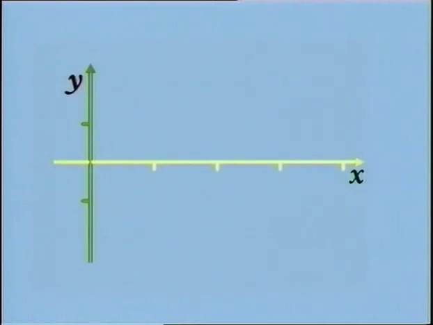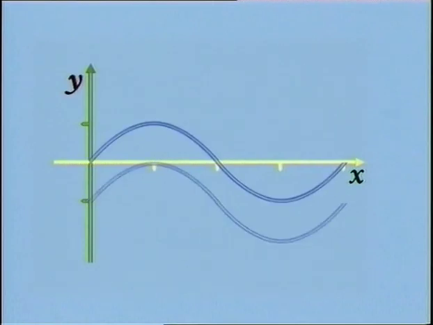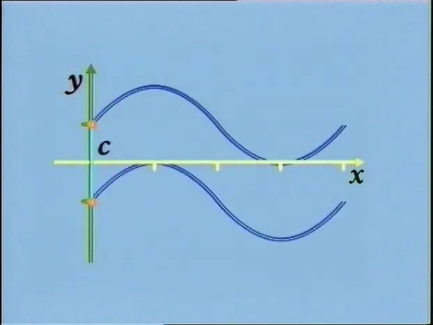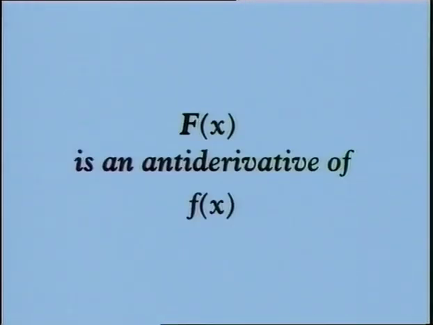Let's now turn our attention to the fact that all of the curves we've sketched can be obtained by a vertical translation of any one of them. Then we can say that if two of these antiderivative graphs differ by an amount c at the starting point, then that difference is the same at any other value of x. So, if big F of x is one antiderivative of little f of x, and c is any constant, then big F of x plus c is another antiderivative of little f of x.